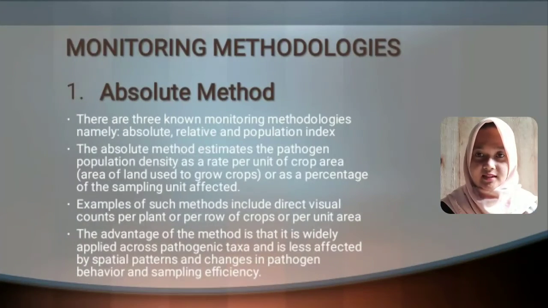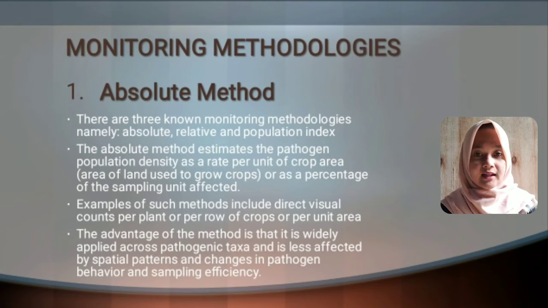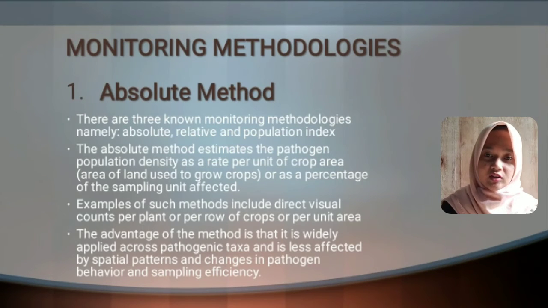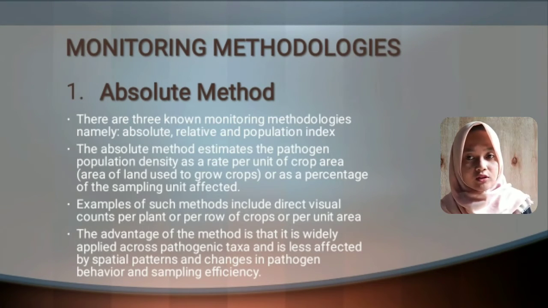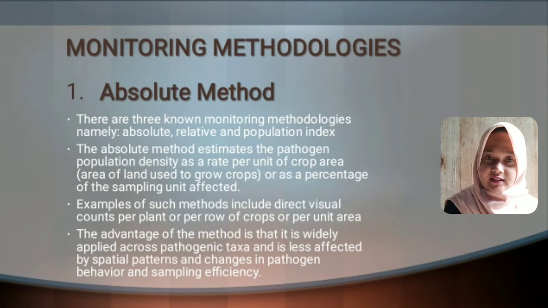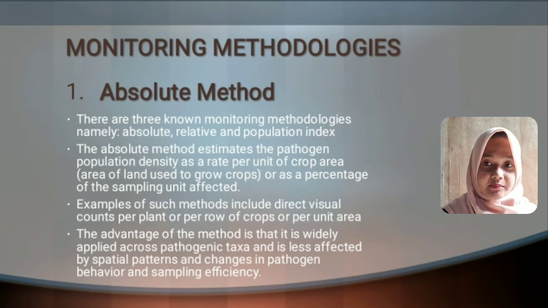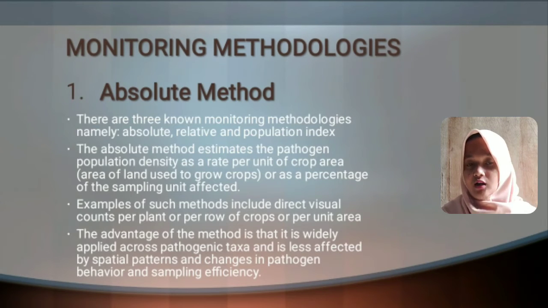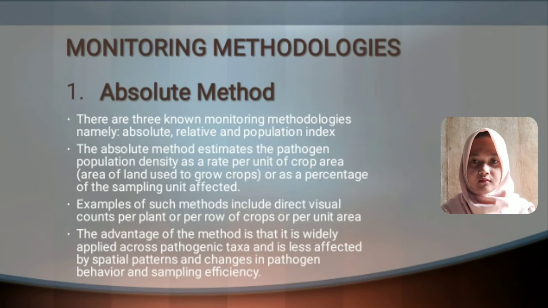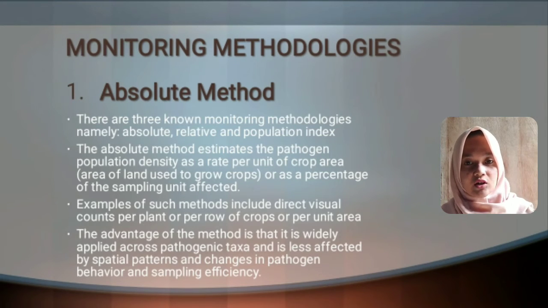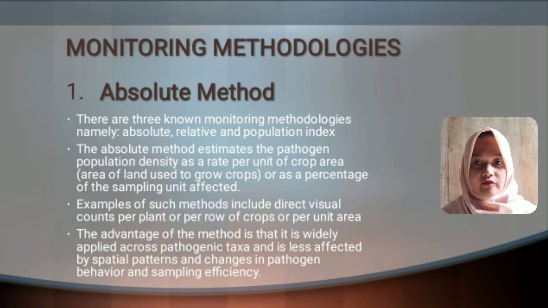The next topic is monitoring methodology. There are three common monitoring methodologies, namely absolute, relative, and population index. The absolute method estimates the pathogen population density as a rate per unit of crop area or as a percentage of the sampling unit affected. Examples of such methods include direct visual count per plant, per row of crop, or per unit area.